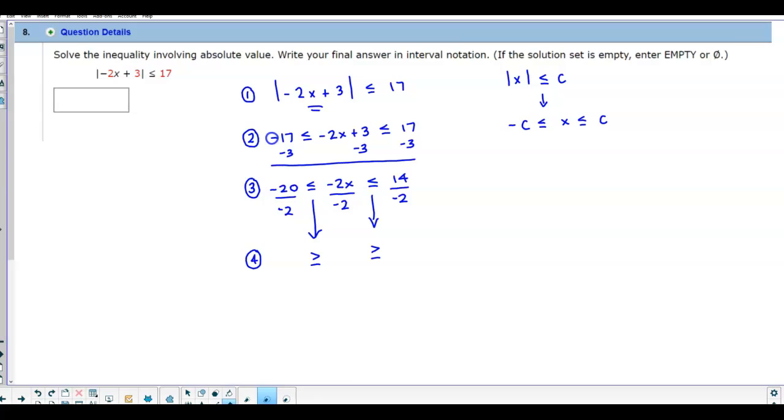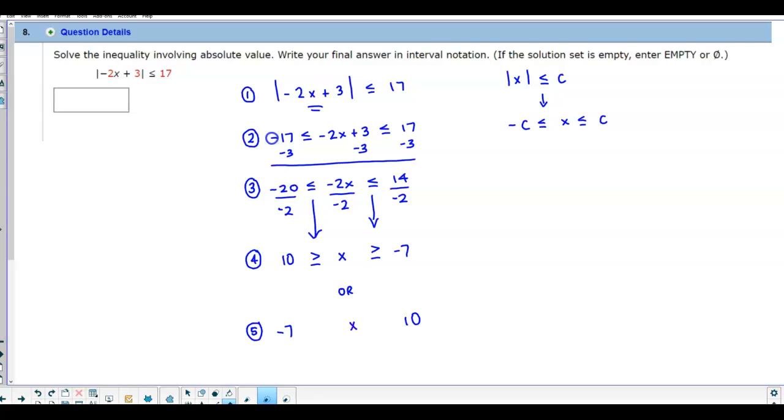So negative 20 divided by negative 2 gives you 10. We have x in the middle, and 14 divided by negative 2 gives you negative 7. So now we want to rewrite this statement so that we have the smaller number on the left side and the larger number on the right side. But we want to write this in interval notation. So in order to do that, we need to write the smaller number on the left side and the larger number on the right side. So negative 7 is written first, 10 is on the right side.